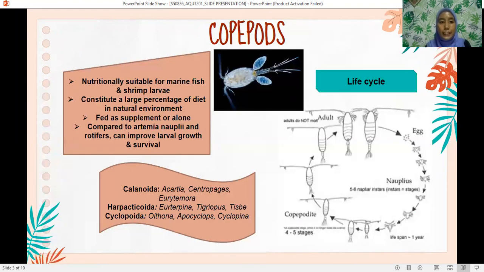For copepod, it is nutritionally suitable for marine fish and shrimp larvae, and it constitutes a large percentage of the diet in the natural environment. It is fed as a supplement or alone. If compared to Artemia nauplii and rotifer, they can improve larvae growth and survival.